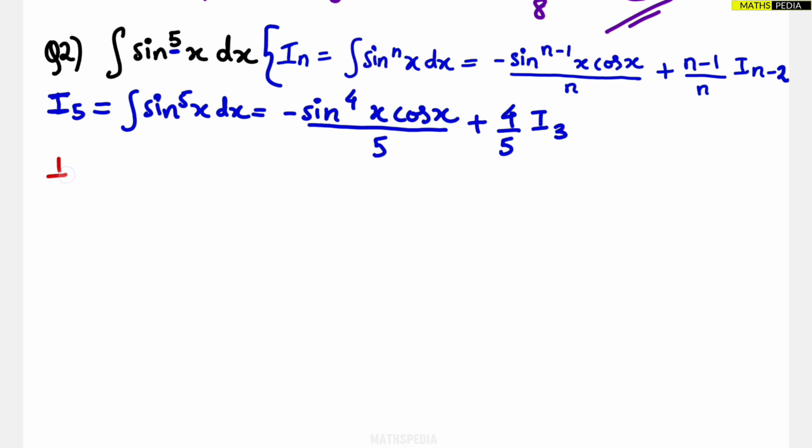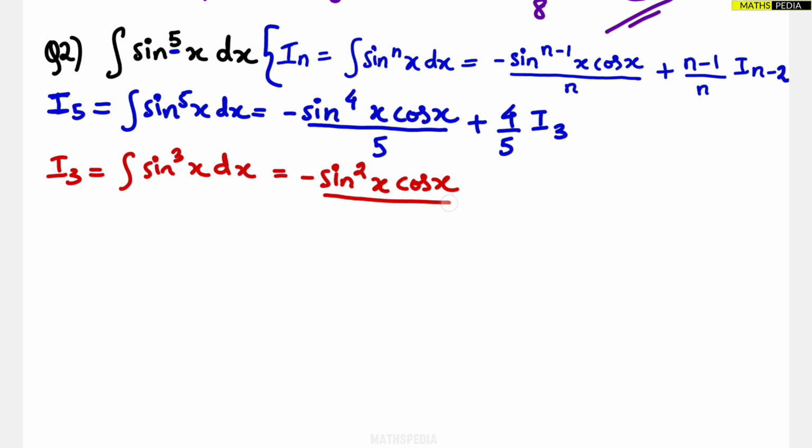So I3 becomes integral of sin cubed x dx equal to, same formula I have to apply, minus sin to the power n minus 1, which is 3 minus 1, 2, x cos x is there, divided by, now in place of n 3 will come, plus n minus 1, so 3 minus 1, 2 by 3 into I, 3 minus 2 is 1, so I1. Now I1 is unknown, so I have to find I1 now.